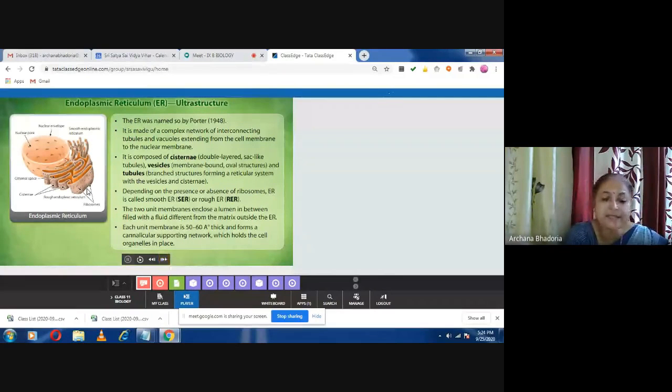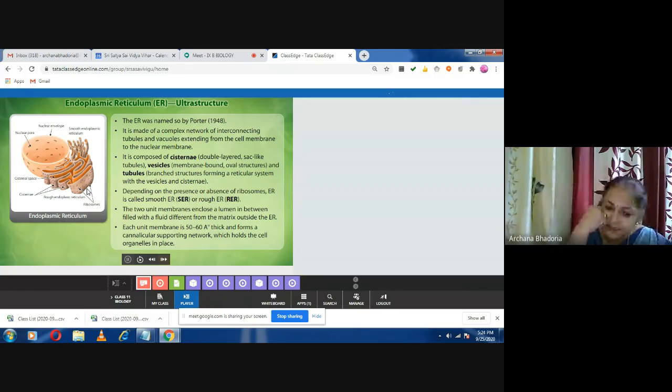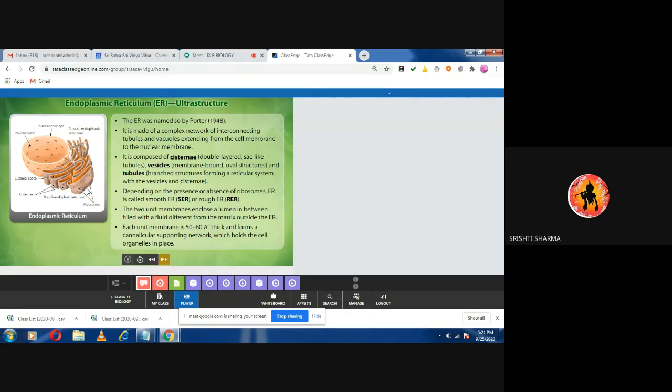ओके, एंड सिंस राइबोसोम उसके सरफेस पर है, तो the function which the ribosomes do, the same function that endoplasmic reticulum will do. So what is that function? Synthesis of the protein. Correct, protein synthesis. Noting, children? Everyone noting? Yes, ma'am.